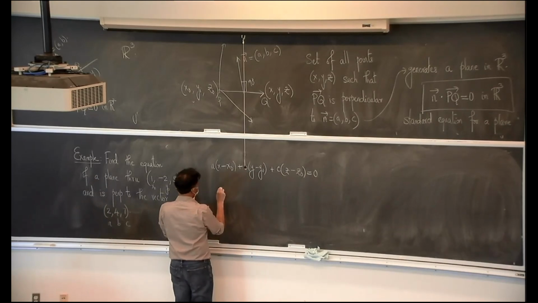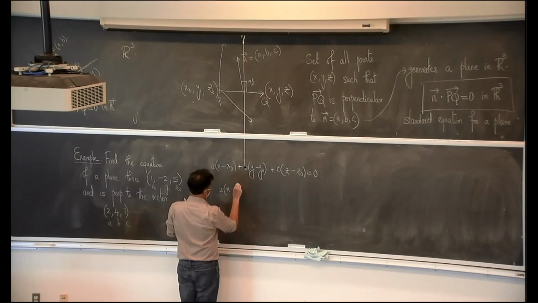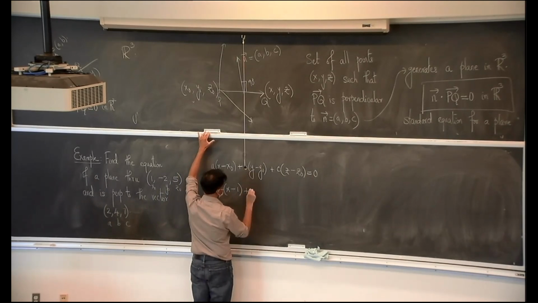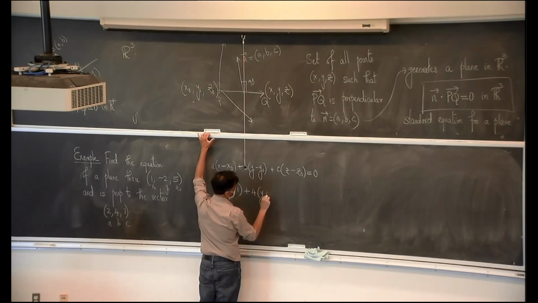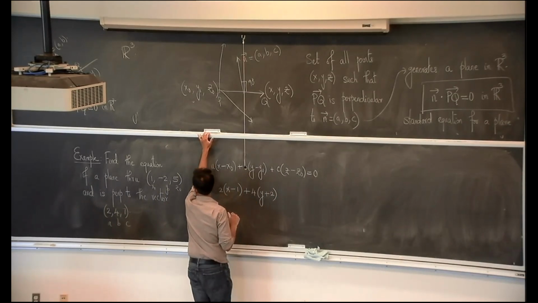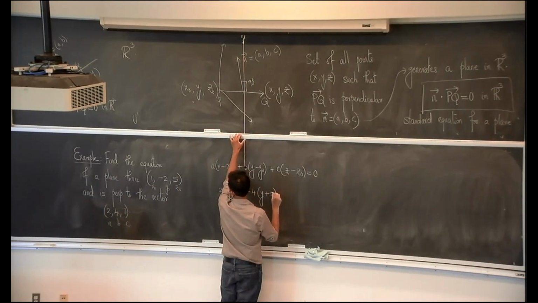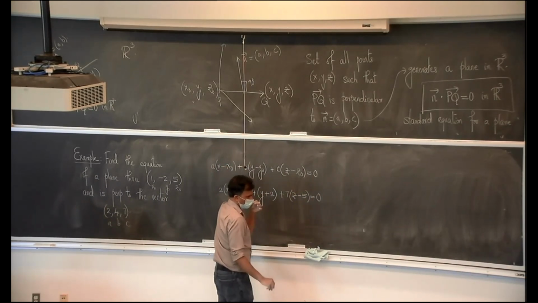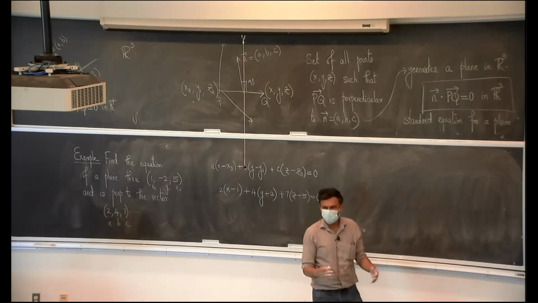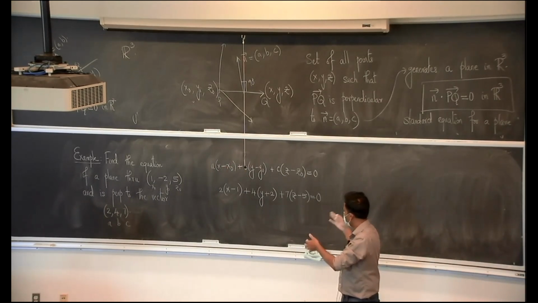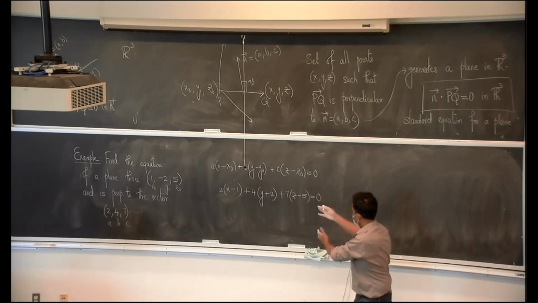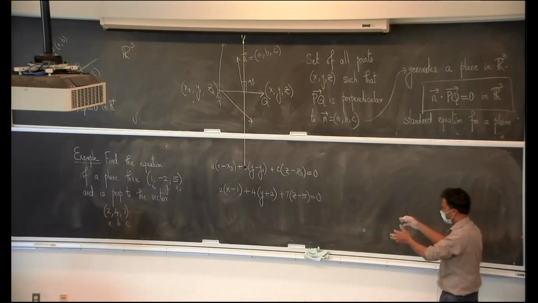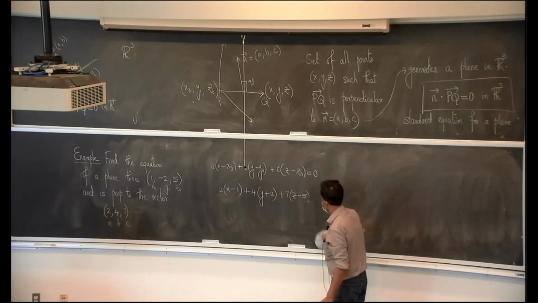That's going to be 2 times (x minus 1) plus 4 times (y minus -2), which is y plus 2, plus 7 times (z minus 5). Remember, you're writing an equation, which means there should be an equal sign with something on both sides. In this case, that must be equal to 0. Don't just write it like this. This is not an equation.